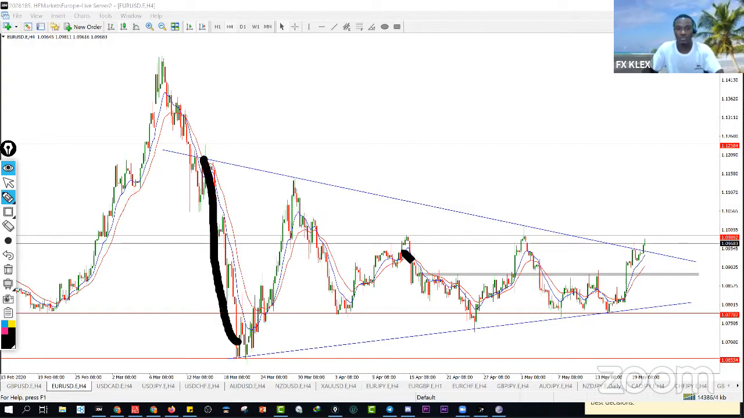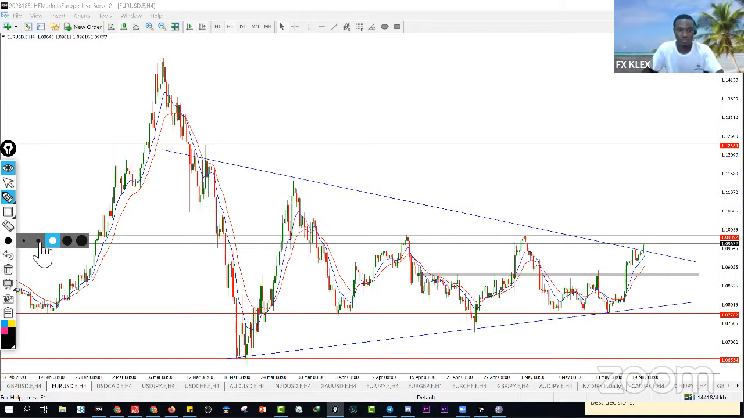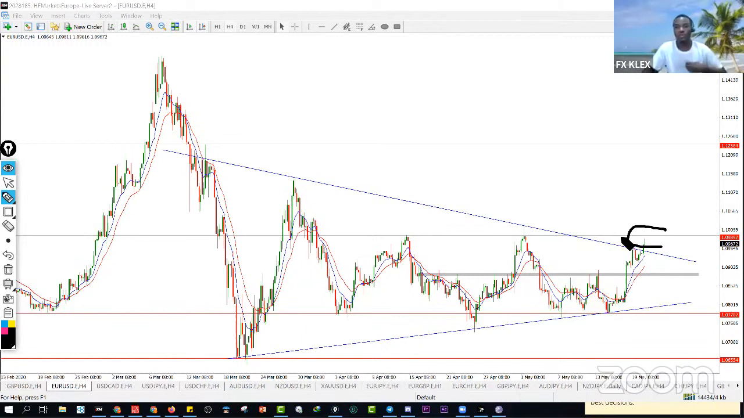You can see that choppy right here. We have a breakout at this zone. So what am I looking out for on this currency? Yes, right here. What am I looking for? I want to see if price can break this zone out right here.